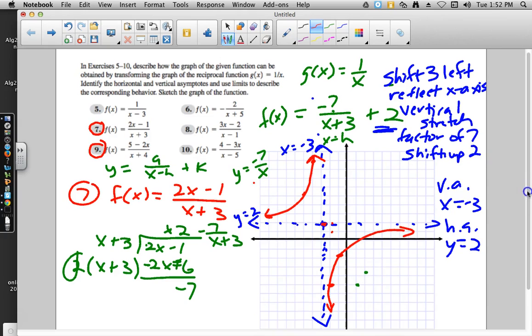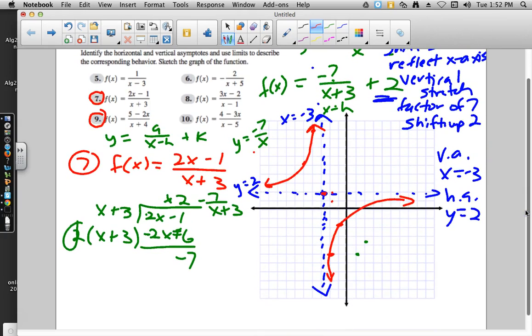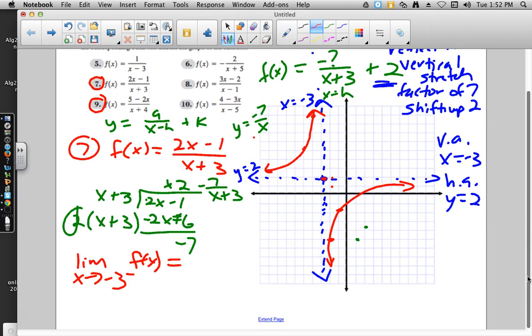because they do want us to talk about those limits as we approach those asymptotes. And in this case, we have that vertical asymptote at -3. So we want to talk about the limit as x approaches -3 from the left of f of x, and the limit as x approaches -3 from the right of f of x.